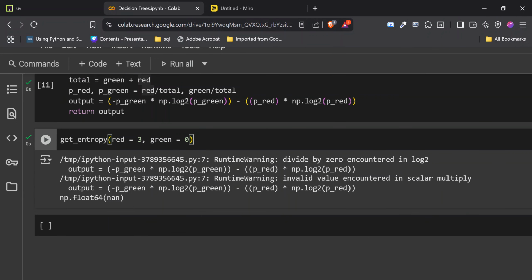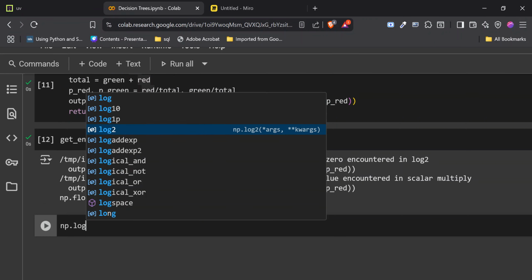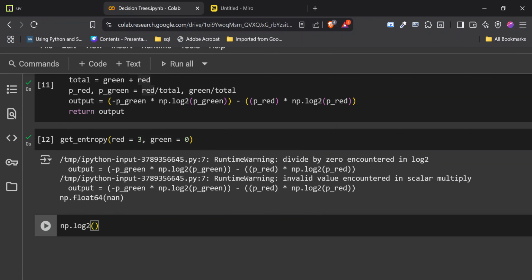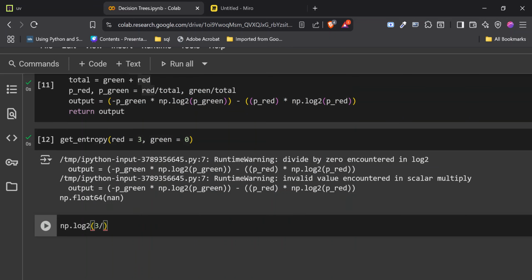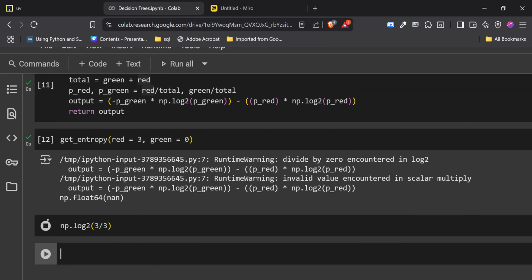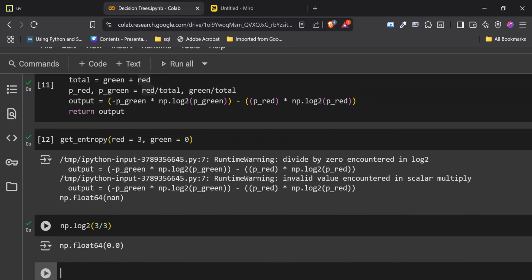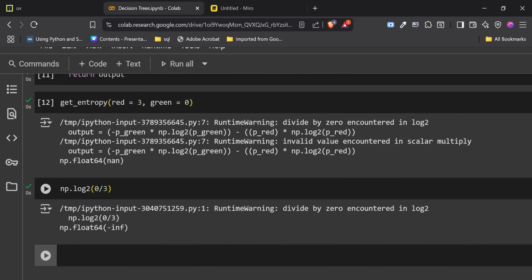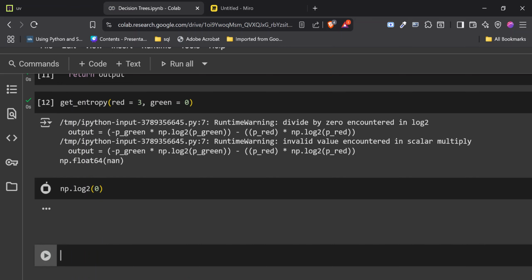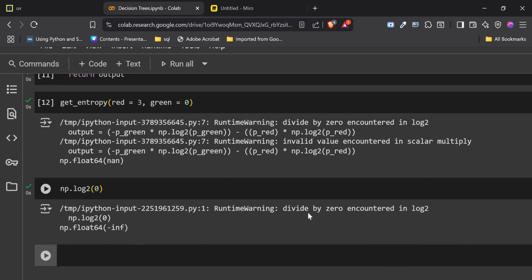Let's come here and do np.log to base 2 for something like 3 divided by 0. That's perfect. Log to the base 2 of 0 divided by 3. Oh, I think that might be the problem, where 0 divided by 3 is 0. So we say np.log2 of 0, and we have a divide by 0 error.